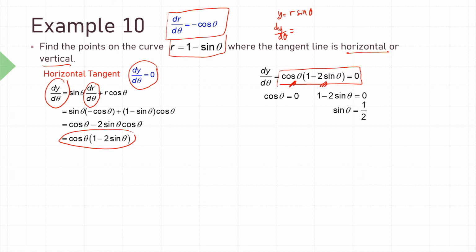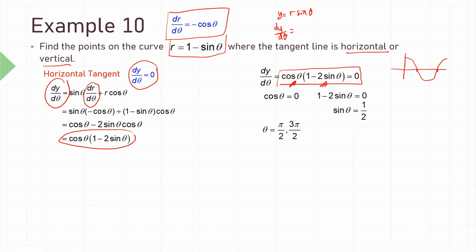So we want to find the points theta where cos theta is equal to 0. Using the graph for cos, if you recall, the graph for cos is something like this where it is 0 at this point and also at this point. So we have theta given by pi over 2 and 3 pi over 2.